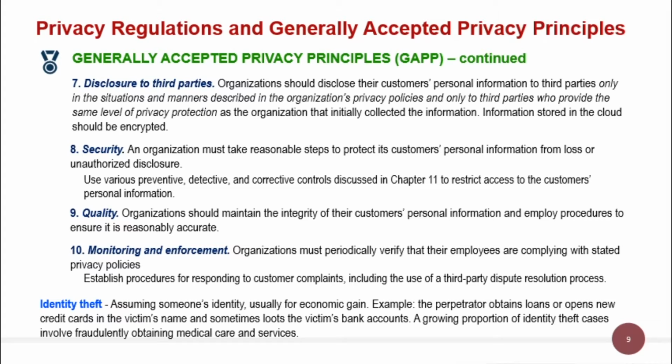And then why is privacy important? Because identity theft is now becoming broader and larger. That is assuming someone's identity for economic gain. For example, a perpetrator can obtain a loan or open a new credit card in the victim's name and sometimes loot the victim's bank account. I have already had experience with it.